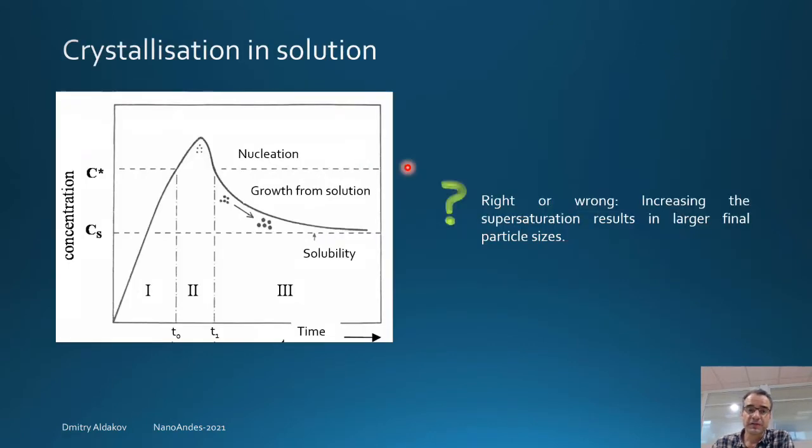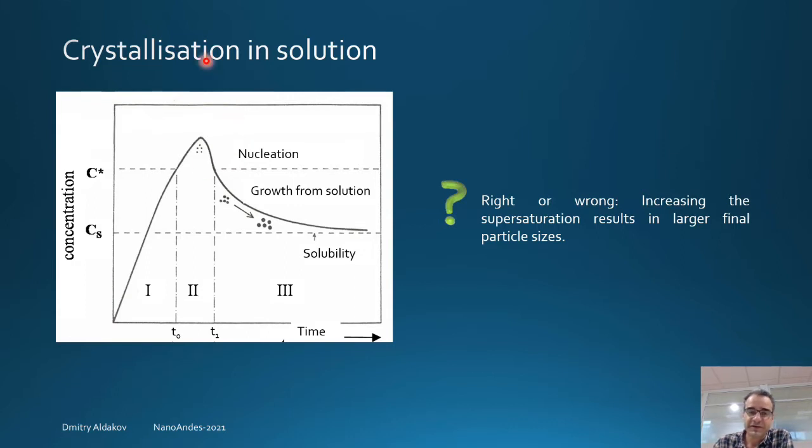So I have a first question for you. What do you think if in solution we have this crystallization, nucleation and growth, and if we increase the supersaturation, if we increase the concentration or injection rate of the monomers, will it result in larger final particle size? So we have more monomer, we inject it faster. Logically, it should result in larger nanocrystals, right? I'll let you think just a few seconds.